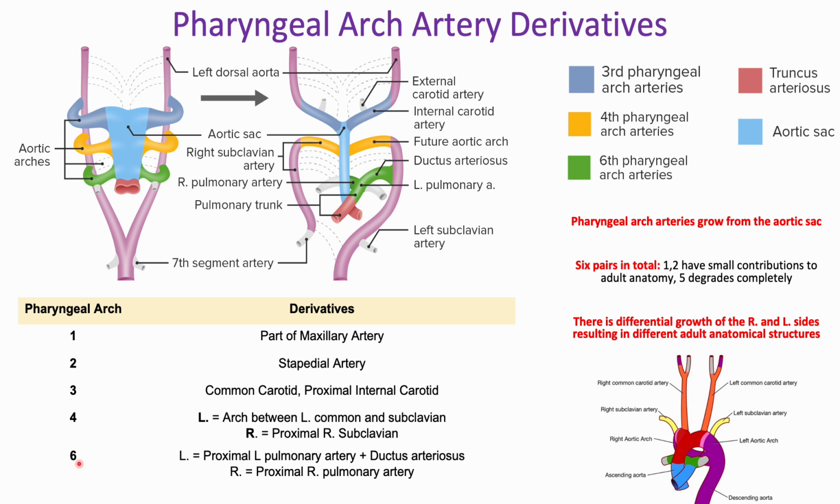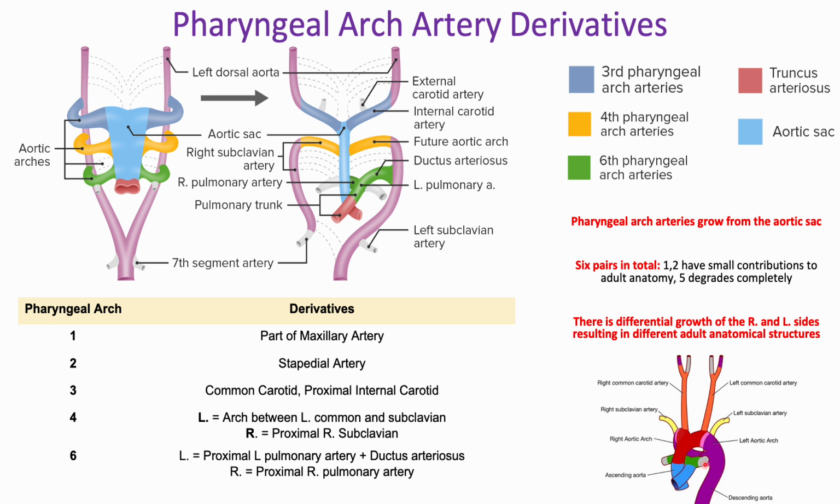Okay, and then pharyngeal arch number 6. The arteries that it's going to give rise to: on the left side, you have the proximal left pulmonary artery. Okay, so proximal left pulmonary artery coming up, and then also remember, this is something that we'll talk about in a little bit more detail. There is going to be a connection between the pulmonary trunk here and the descending aorta.